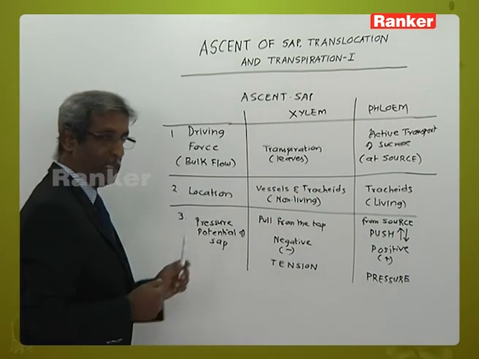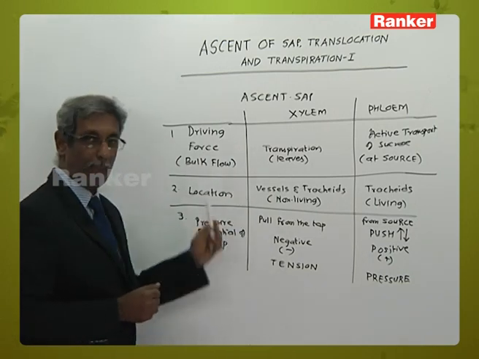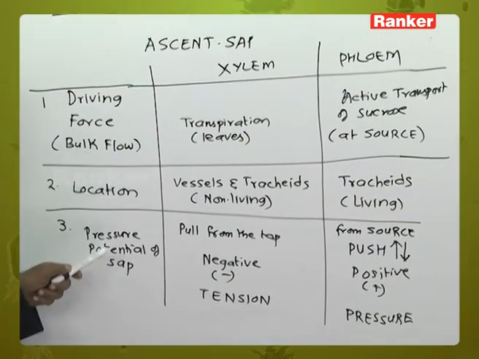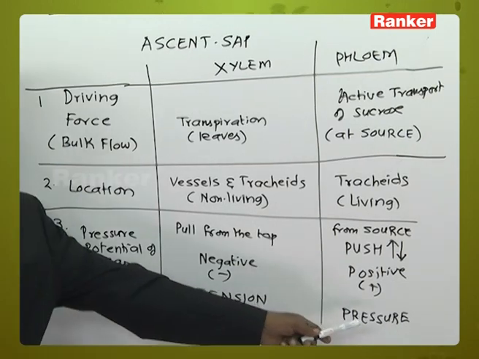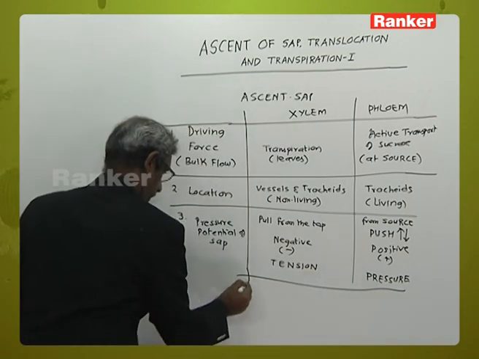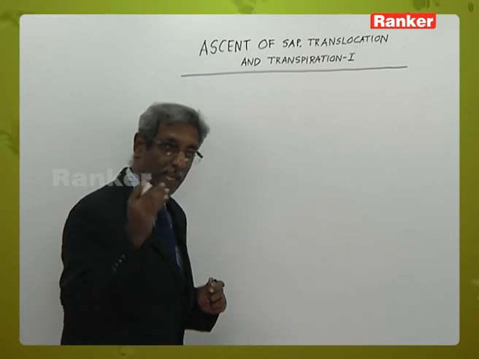Now, when you look at the ascent of SAP, these are the basic points from which you could be getting different sort of multiple choices. They could ask you what is the driving force, where is the location, where is the pressure potential of the SAP, what is meant by tension, and what do you understand by means of pressure. Into both active absorption of ions as well as carrier concept.